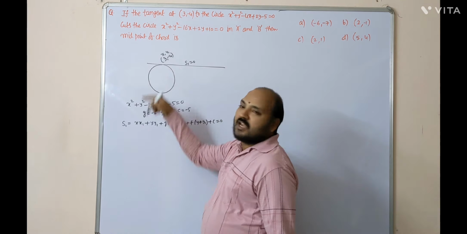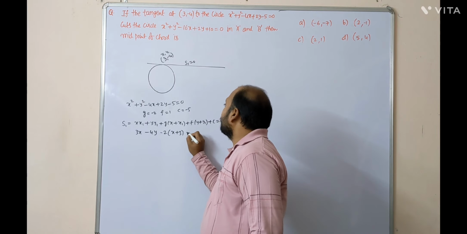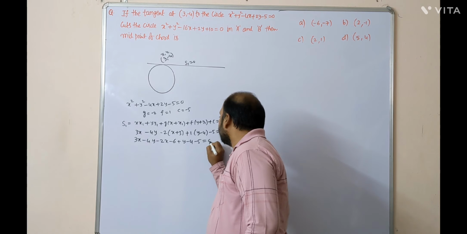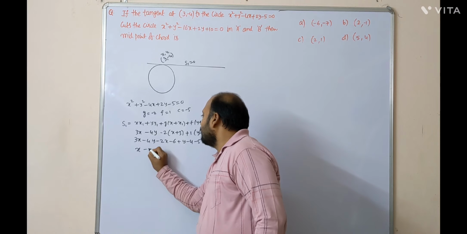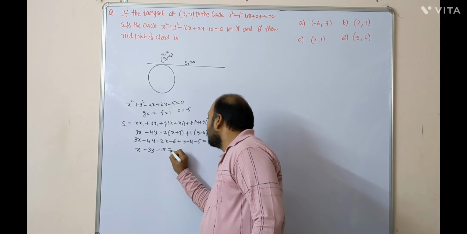x1, y1 is (3, -4). Substitute here. x1 value 3 into x, 3x minus 4y. g value -2 into (x + 3). f value +1 into (y - 4). c value -5. Simplification: 3x - 4y - 2x - 6 + y - 4 - 5 = 0. So 3x - 2x is x, -4y + y is -3y, -6 - 4 - 5 is -15.